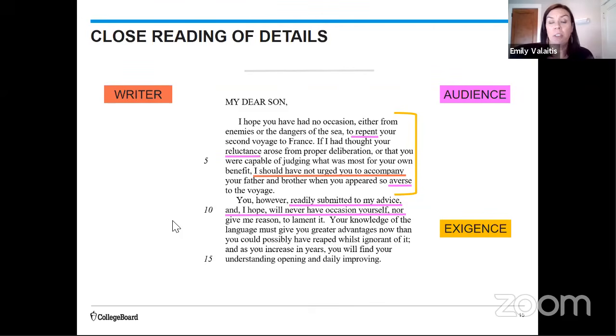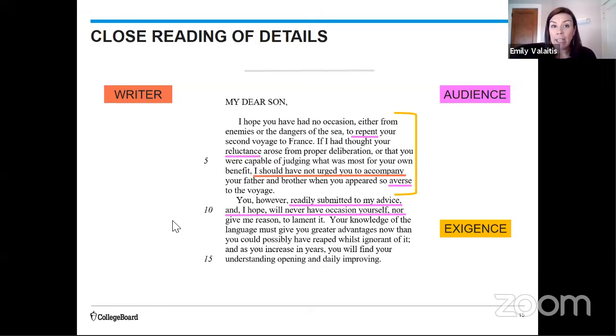You'll see I've given you my annotations on the screen, but I've color coded them for you. So when you see something in purple, like the word repent, to me, that tells us something about her son, something about what he values or what he believes. You see something in that burnt orange color, that will reflect something about our writer, Abigail Adams. And then you'll see I have a bracket in a goldenrod color, and that will tell us something about the exigence.